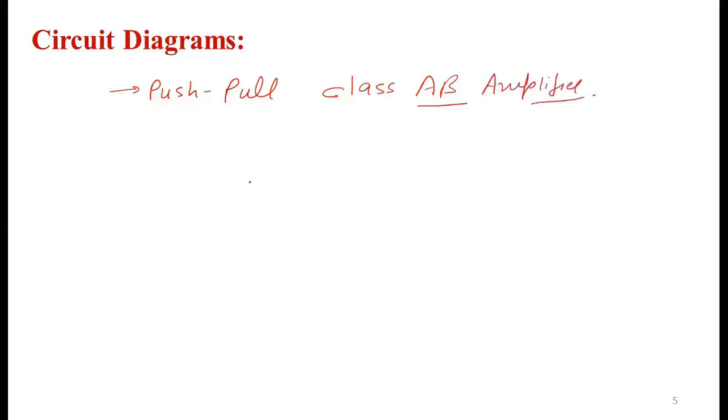So let's discuss its first type, that is the push-pull class AB amplifier, in which we will use the same type of transistors. So let's draw the circuit of the push-pull class AB amplifier. So we have two transistors.